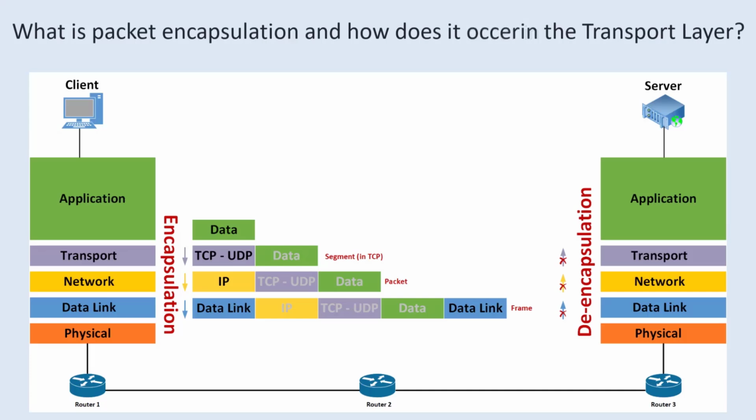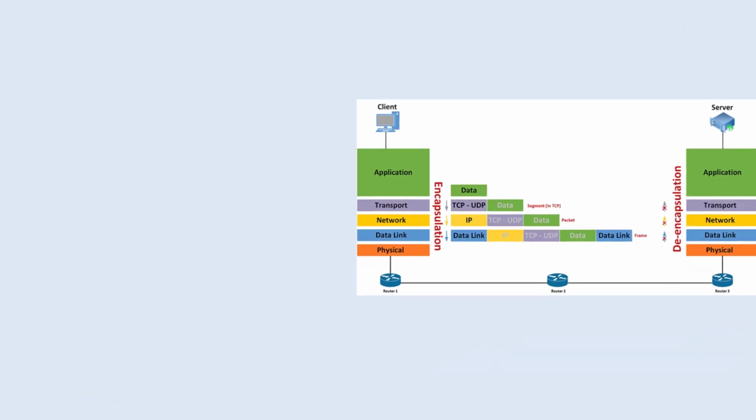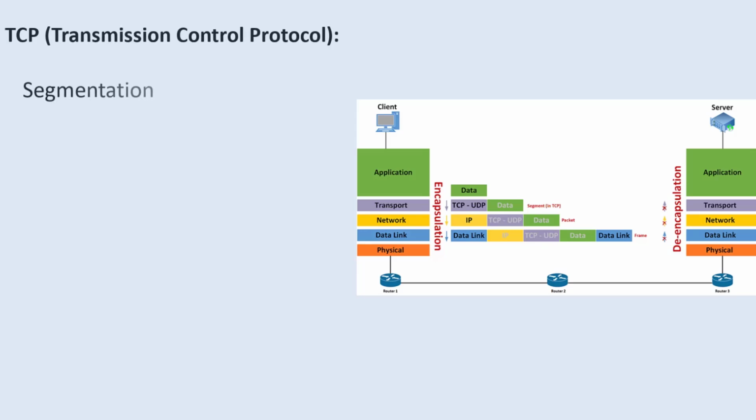Let's look at them briefly. The encapsulation process in the transport layer includes multiple steps. TCP, and step 1. Segmentation. The data from the upper layer application is divided into smaller units known as segments. Each segment includes a portion of the original data.